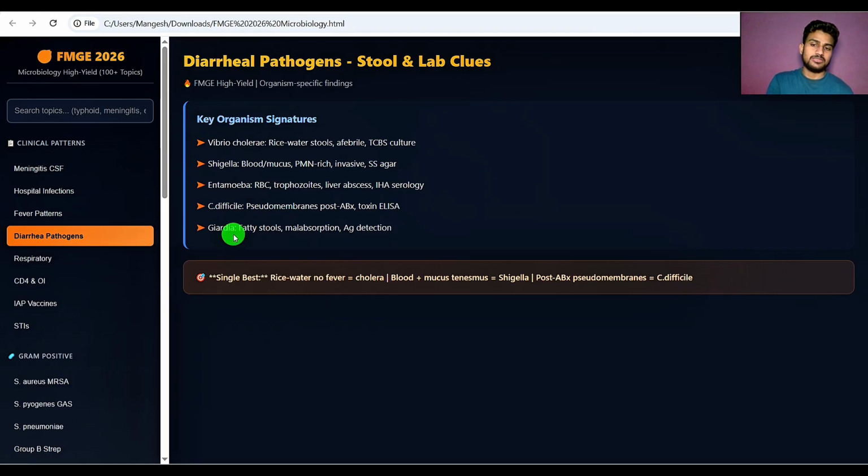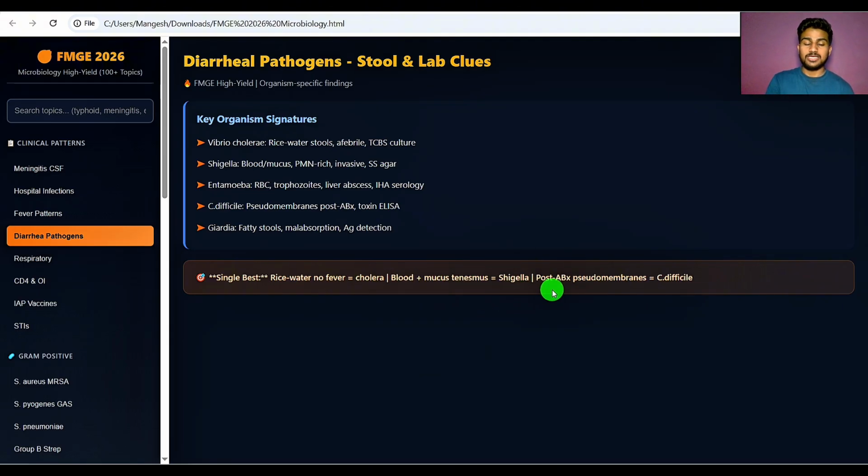The next thing that I want you to know is that whenever there will be a question which mentions rice water stools and no fever, then it is cholera. Whenever there is blood plus mucus or tenesmus, which means abdominal cramps and pain while having a continuous feeling of passing stool, like to empty the bowel and bladder. But even if the bladder is empty or the stools are already passed, the feeling will persist, and that is what tenesmus is. It is related to Shigella, and that is what is known as dysentery because there is blood as well.